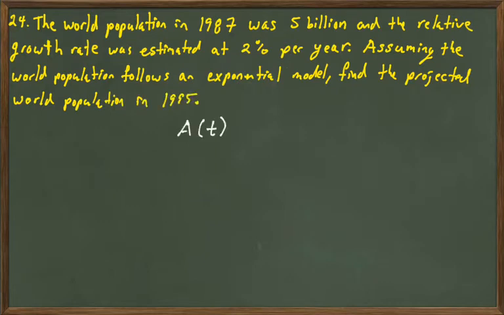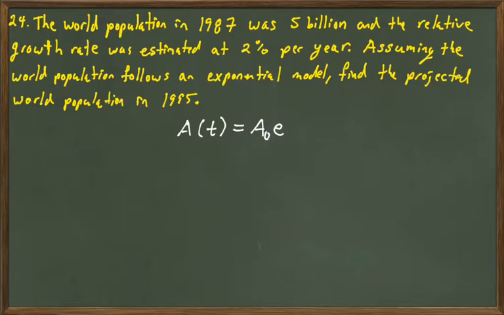Go a little bit further. Okay. All right. So this says the world population in 1987 was 5 billion, and the relative growth rate was estimated at 2% per year. So we actually do have a growth rate given to us as 2%, so we'll end up converting that into a decimal. Assuming the world population follows an exponential model, find the projected world population in 1995 according to this model, and I think the problem will ask us to round to 2 decimal places.